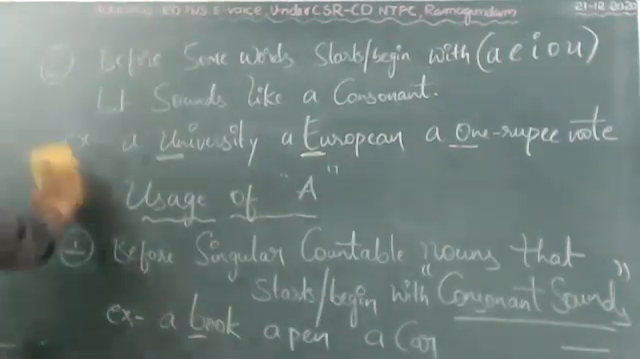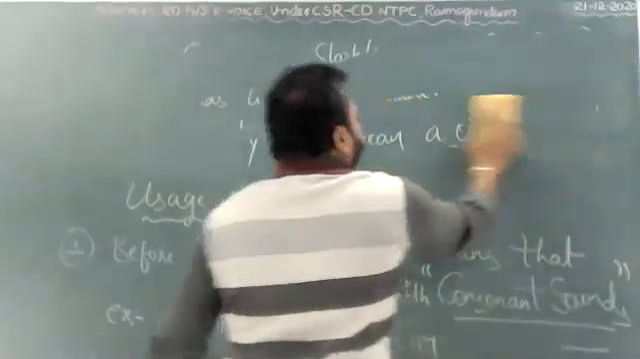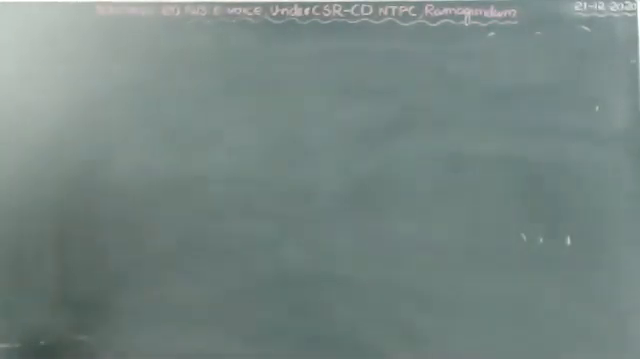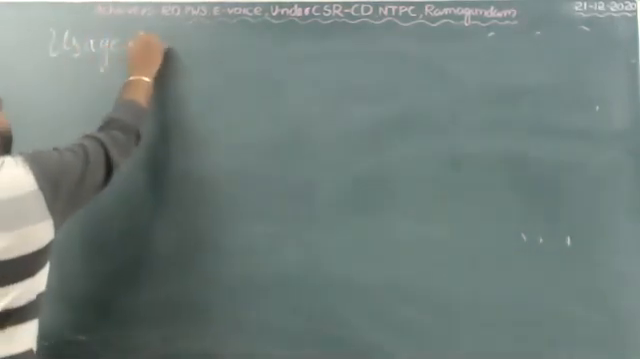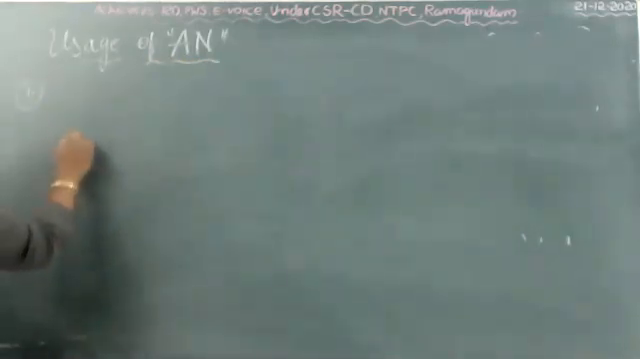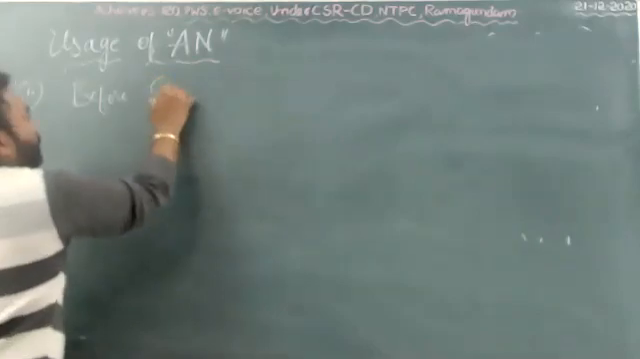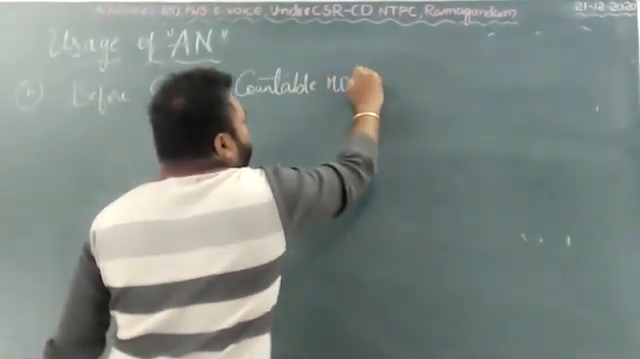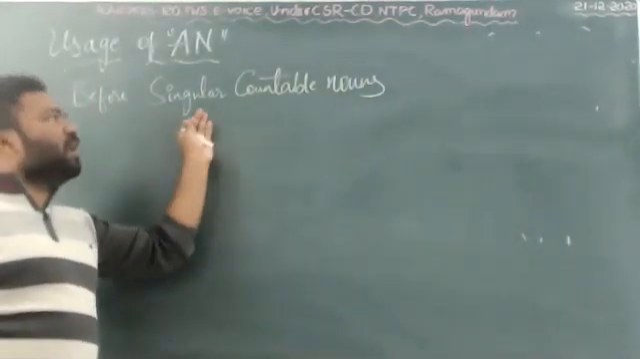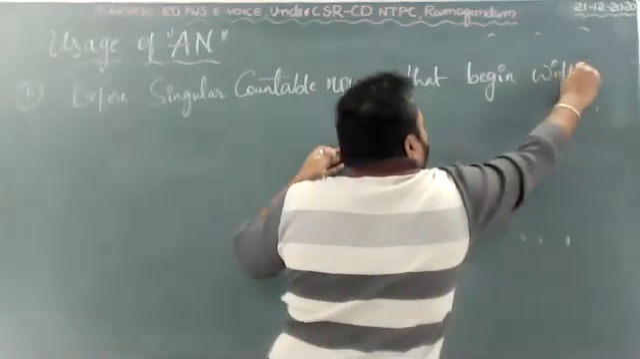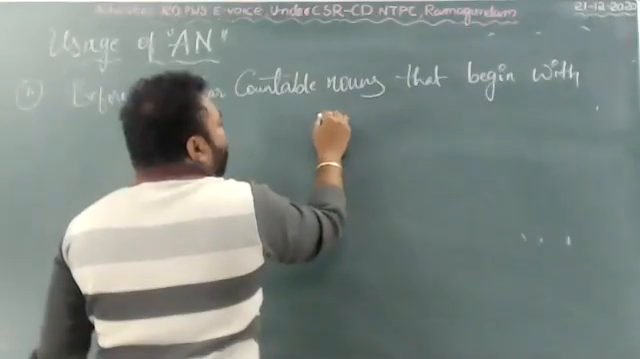Okay, I'm going to wrap this. Now let us see the usage of 'an'. 'An' is used before singular countable nouns that begin with vowel sounds.